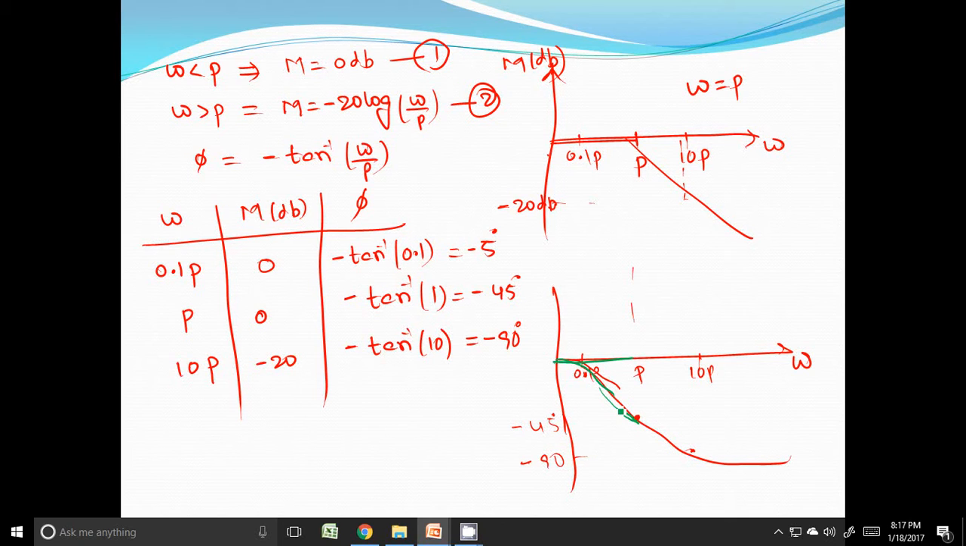And coming to the slope of this magnitude curve: at p, the magnitude is 0 dB. At 10p, the magnitude is minus 20 dB. So from p to 10p, the magnitude has changed by minus 20 dB. So if frequency changes by a factor of a decade, then the magnitude decreases by 20 dB. So the slope of this curve is minus 20 dB per decade.